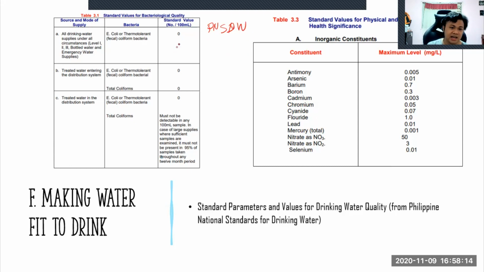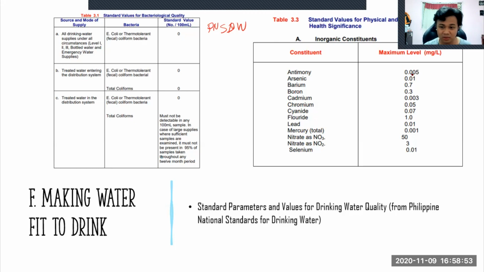So as you can see, what's the standard for bacteriological quality? For your water to be drinkable, it should have zero fecal coliform bacteria. The number per 100 ml of your water sample must have no E. coli. And then the pesticides, or the other insecticides that are being monitored in the water.